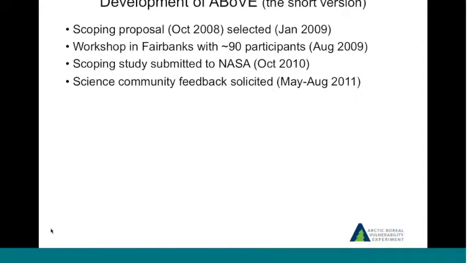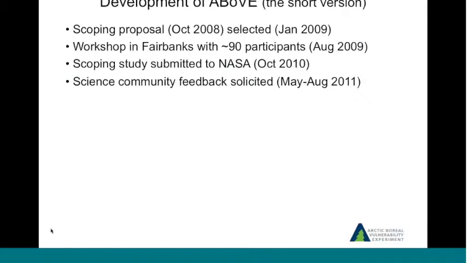So the next slide, I wanted to give you a little bit of a sense for the development of ABoVE, how it came about. I won't spend a great deal of time on it, but I think it's important to appreciate that this was quite a long process that involved a lot of input from a whole range of different groups, from a very broad community.